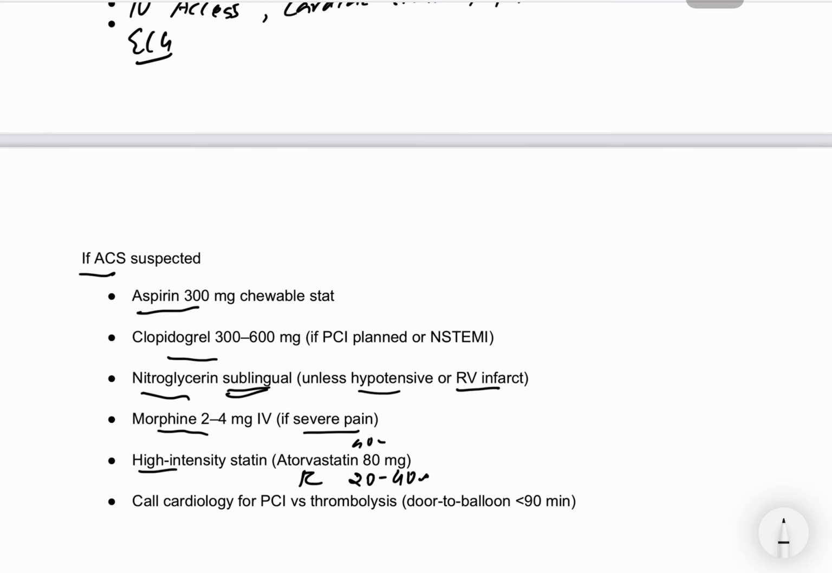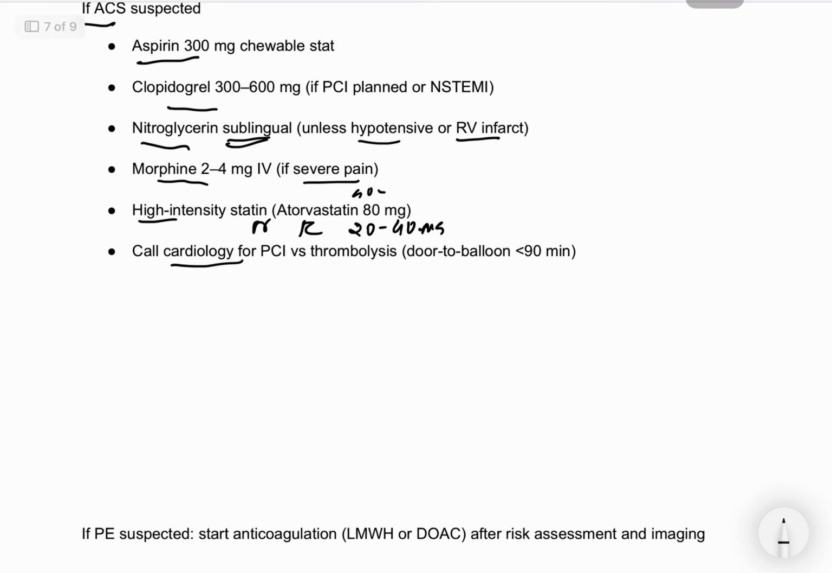Okay, we can give either of them, and then you have to call a cardiologist for PCI or thrombolysis, if that is present in your hospital. If you can send that patient for PCI within 90 to 120 minutes, basically 90 minutes, then you have to send that patient for PCI. But if the patient cannot reach within 90 minutes, then it's better to thrombolyze that patient within 30 minutes. Remember, thrombolysis should be done within 30 minutes.